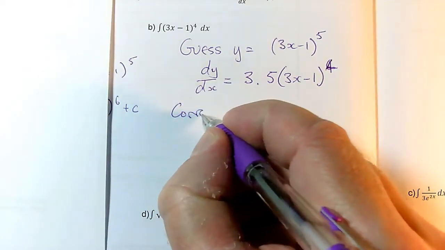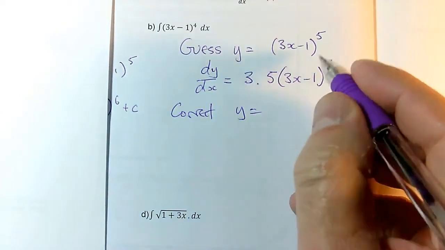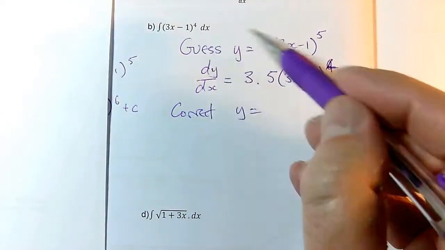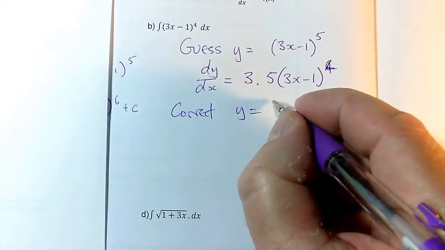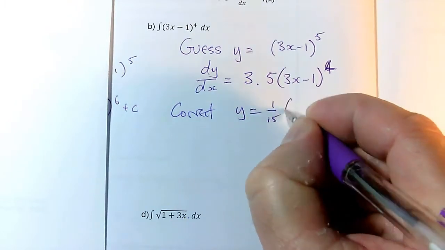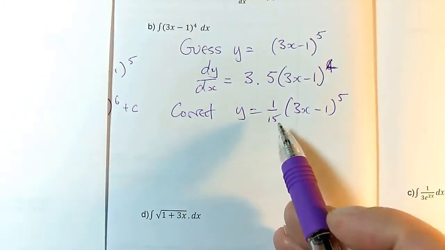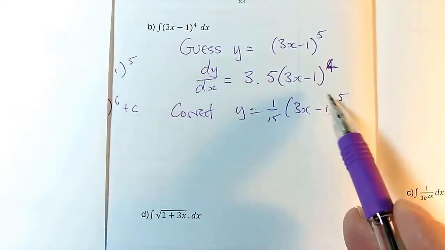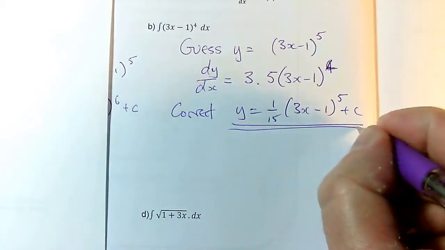So my corrected y, so this wasn't my guess, this was what I got when I differentiated the guess. This was the thing that very nearly succeeded in differentiating to what it ought to. But in order to differentiate to exactly what it ought to, it needs a 1/15th in front of the 3x minus 1 to the power of 5, because otherwise this 15 that I don't want is going to appear. And I need to put a plus c on the end, and that's the answer to my integral.